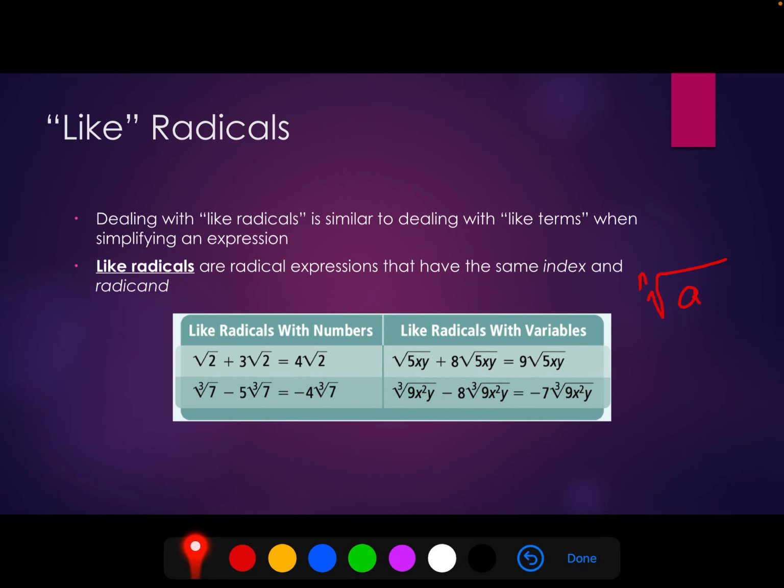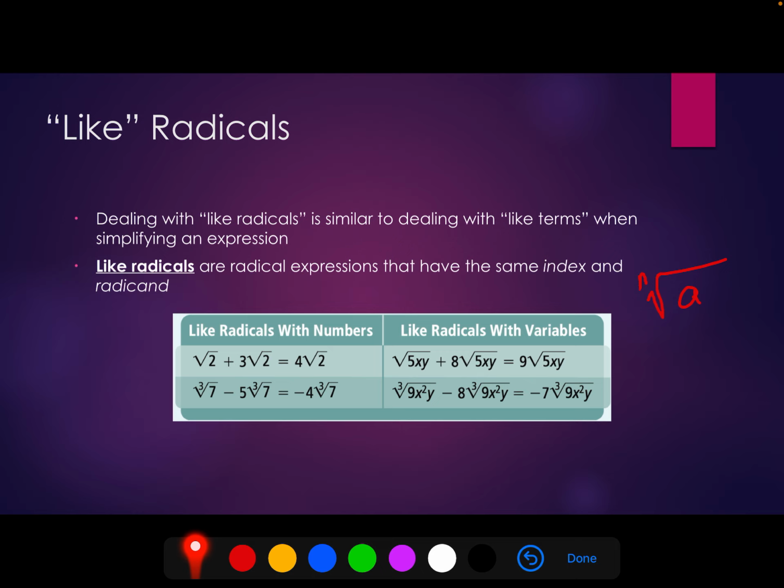So here's some quick examples, right? We have like radicals with strictly numbers, right? So this first example, we have the square root of 2 plus 3 times the square root of 2, right? These are like radicals because they're both the square root of 2, so they have the same index and the same radicand. And when we add them together, we're doing 3 plus 1, that gives us 4 root 2.